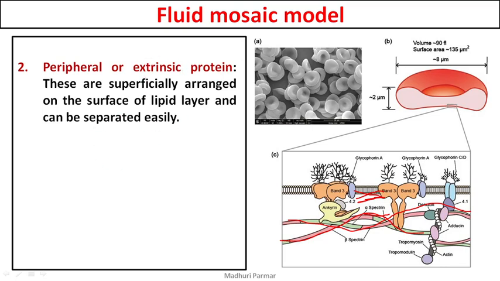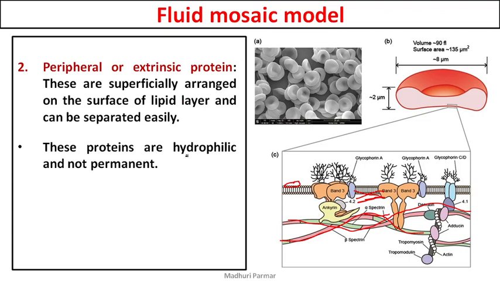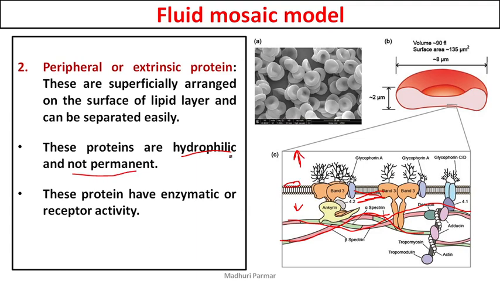They are superficially arranged. They are not inside the phospholipid membrane, but they are just present on top of the membrane and can be separated easily. The proteins are hydrophilic because they are present either outside or towards inside, towards cytosol, which is also hydrophilic, and outside is also hydrophilic. So these proteins are comparatively hydrophilic and they can be removed easily, so they are not permanent. Some of them may be permanent, but not all of them. These proteins have enzymatic or receptor activity. Example is spectrin protein that you see in this RBC.